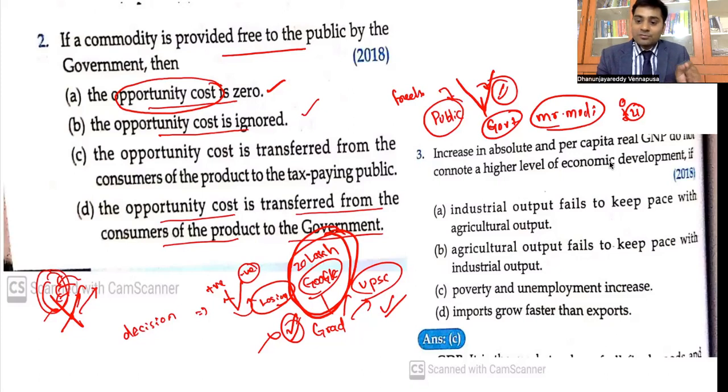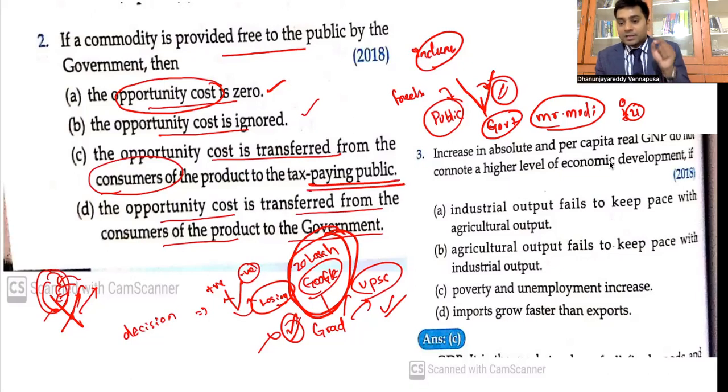So this is a concept of distribution, that is called proportional taxation, right? So this is leading to inclusive growth. So how does inclusive growth happen in India? Take from the rich, provide it to the poor. So what is happening? Opportunity cost is transferred from the consumer. Who is the consumer? Who is getting this benefit? Who is the person who is getting that benefit? Beneficiaries of the program. To the tax-paying public. So taxpayers have to pay for this.